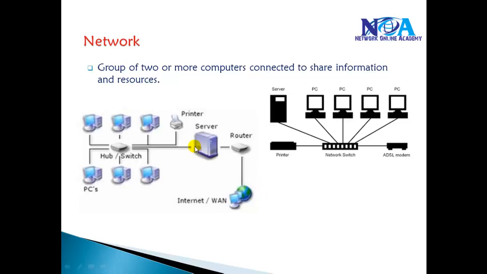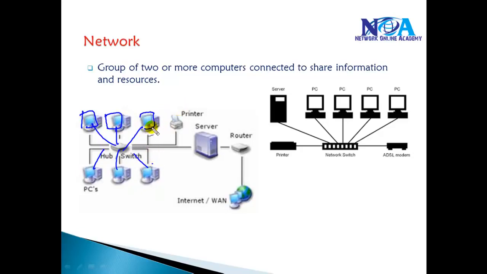A network is a group of devices connected to each other in order to share information and resources. Take a small example, maybe a small internet center or any small office where you have a group of devices, maybe 8 to 10 devices. They are all connected to each other so that we can share information.